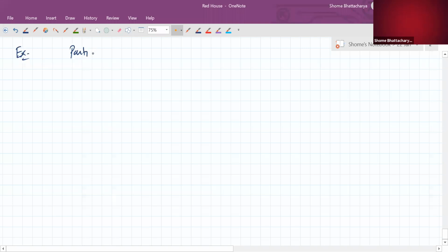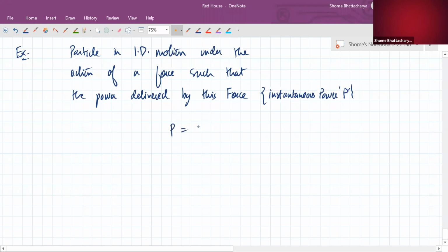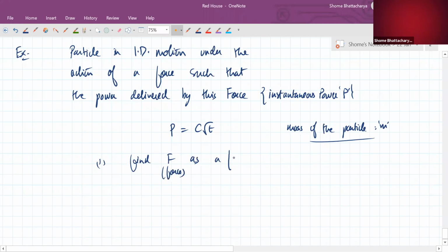So we have a particle in 1D motion under the action of a force such that the power delivered by this force, by power we mean instantaneous power, that power is equal to C into square root T, and mass of the particle is M. So first of all, find F, the force, as a function of time.